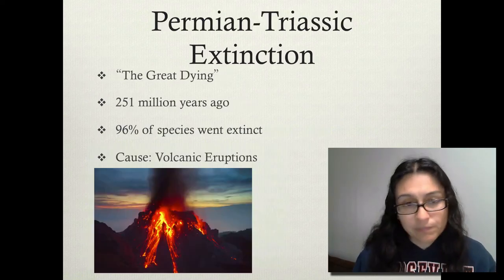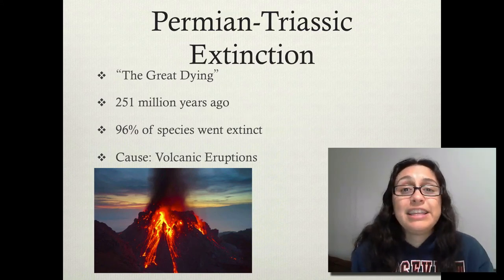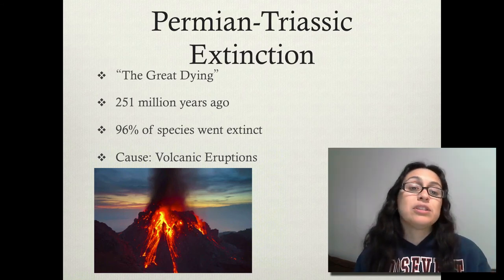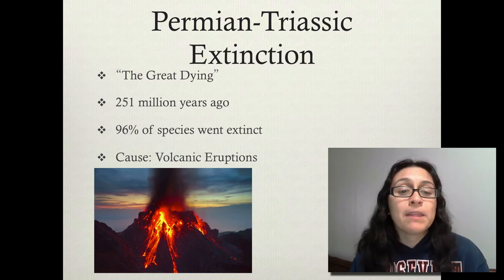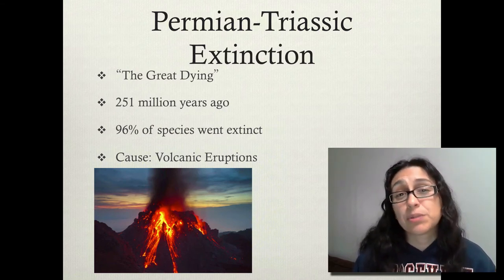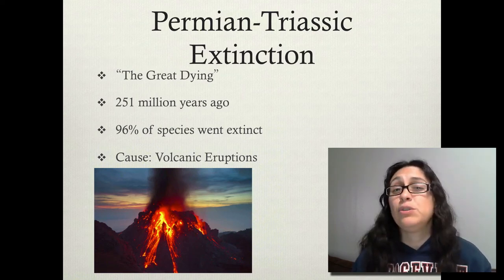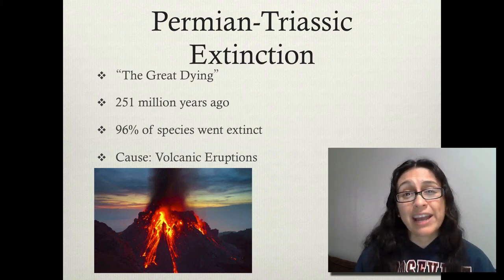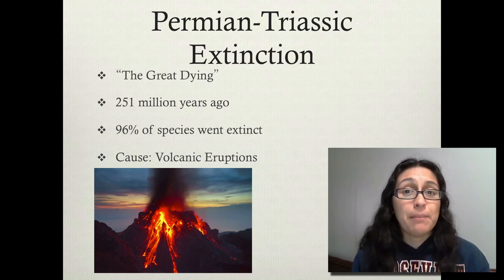Then we have the Permian-Triassic extinction, and this is the biggest mass extinction that we have evidence for. This was even known as the Great Dying, 251 million years ago, and it's believed about 96% of species went extinct at the time. So this extinction almost wiped out life on this planet, and it's believed to be attributed to volcanic eruptions in Siberia.